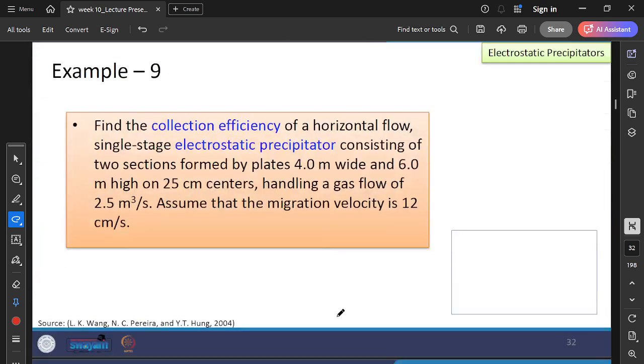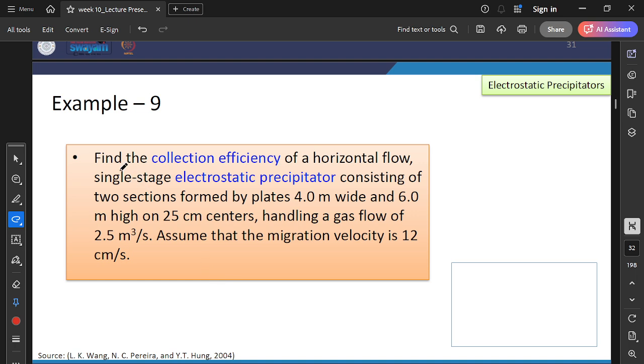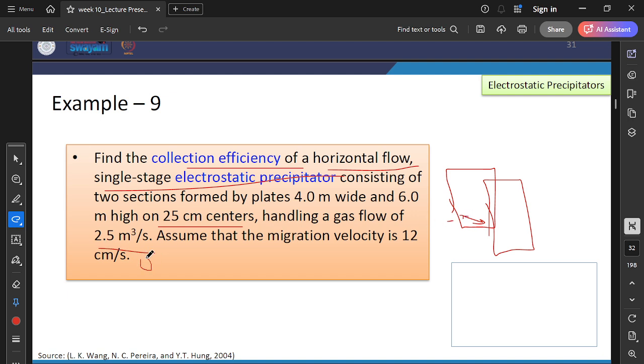You got it? Yeah. So another question related to electrostatic precipitator. Find the collection efficiency of a horizontal flow single stage electrostatic precipitator. The horizontal flow consists of 2 sections formed by plates 4 meter cross 6 meter, 20 centimeter apart. The distance between the plates they have given, handling a gas flow rate Q, which they have given. Assume the migration velocity, that is omega, is 12.